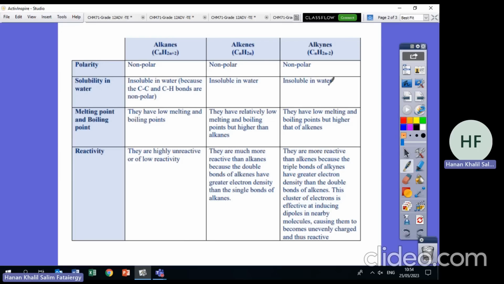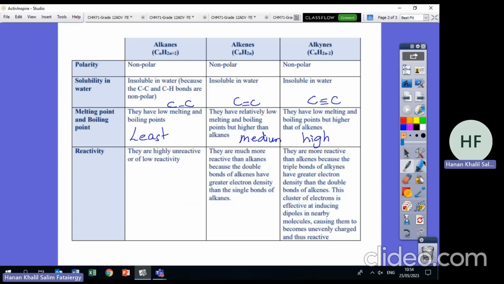Solubility in water, all of them are insoluble in water. Now the melting point. Alkanes have the least melting point. Alkenes have medium melting points and alkynes have high melting points. Why? Because of the presence of the triple bond. Here, because of the presence of the double bond, and the alkanes, single bond.